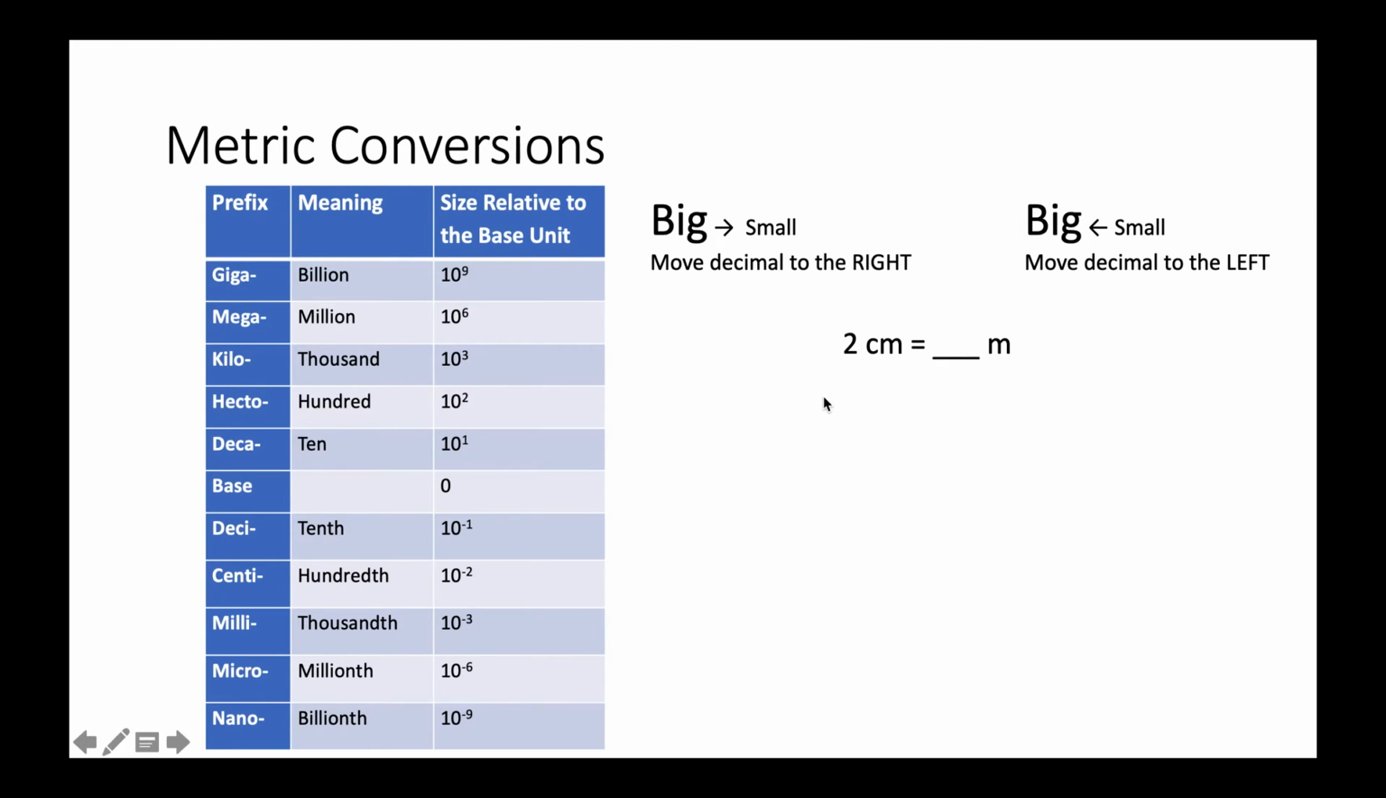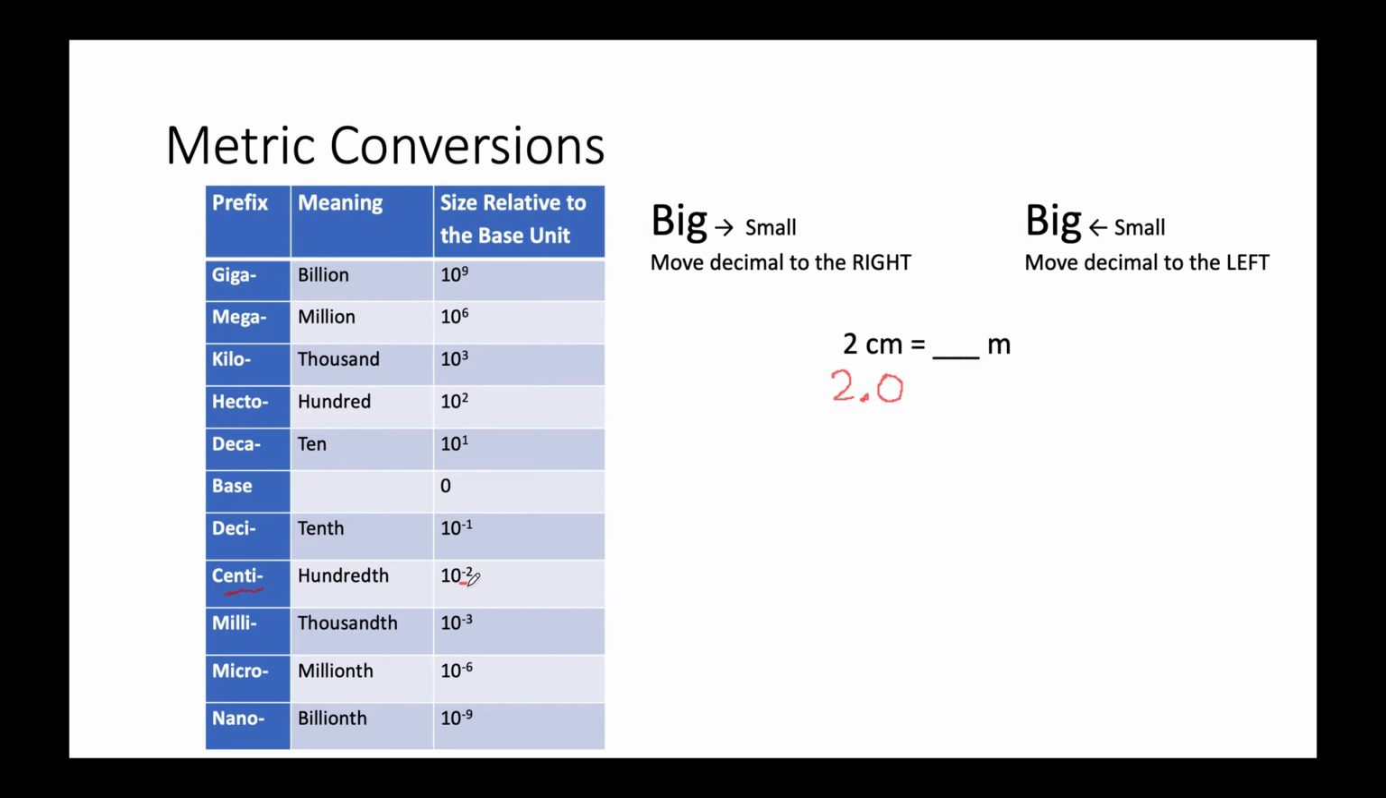So let's try a practice problem. We have 2 centimeters and we want to know what is the equivalent of 2 centimeters in meters. So let's write this out. We have 2, and we're going to place our decimal place right here after the whole number, and we're going to put a 0 right here. So this is 2 centimeters. Let's find centimeters on our chart. Here is centimeters, and we can see that they are at 10 to the power of negative 2.